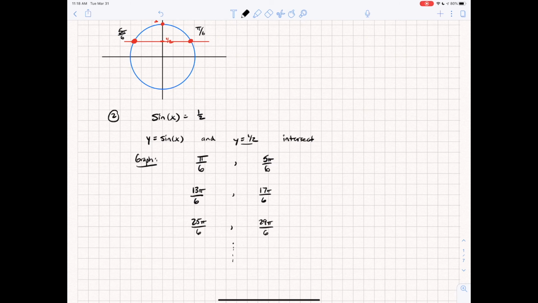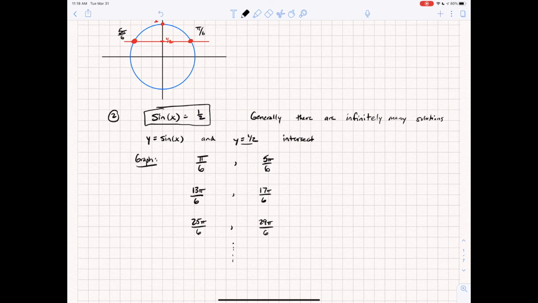And this process could continue indefinitely, meaning if I had to count the number of solutions, how many solutions are there to this equation in general? Well, generally, there are an infinite number of solutions, so infinitely many.